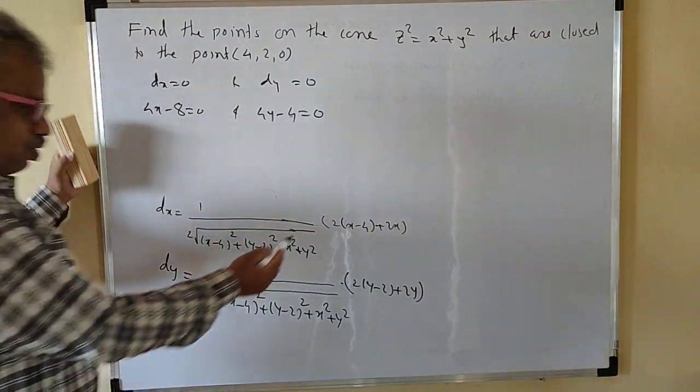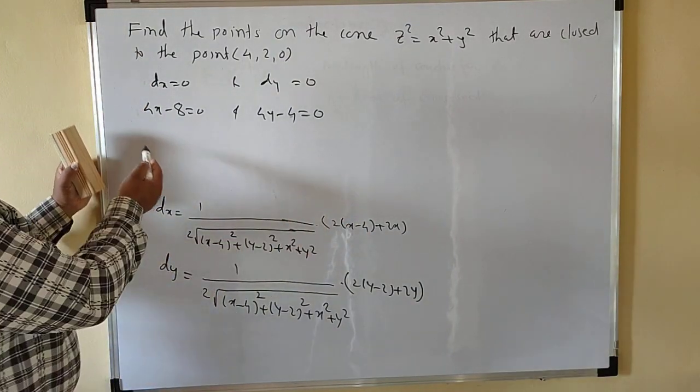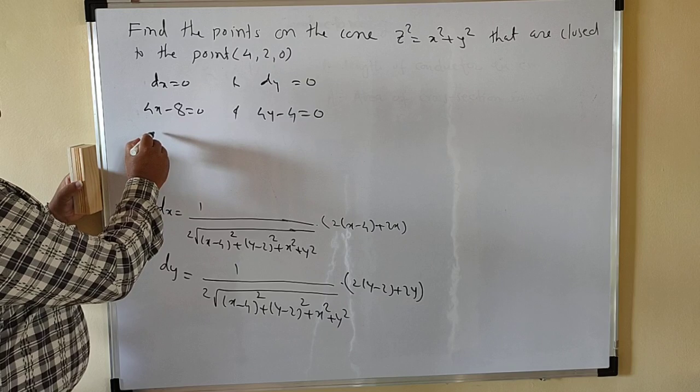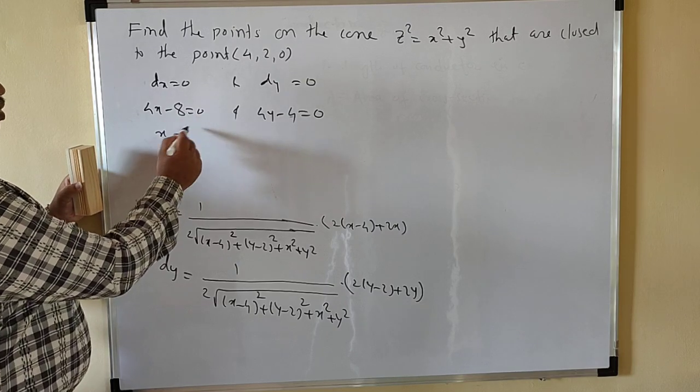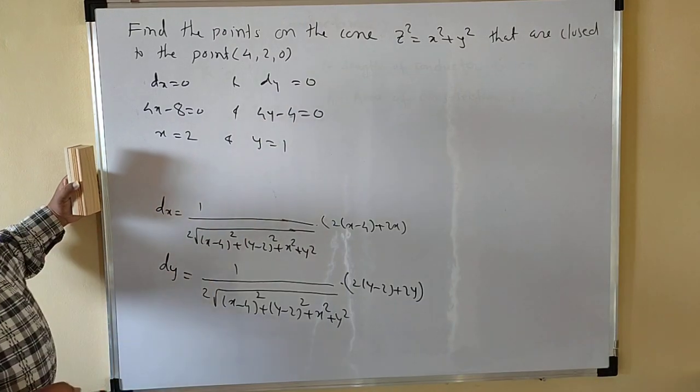So 4x, this is what? Twice x minus 8 plus twice x. Twice x plus twice x is 4x, and this is minus 8. Okay. So that means x is equal to what? 4x is equal to 8, so x is 2. And y is equal to 4 now.